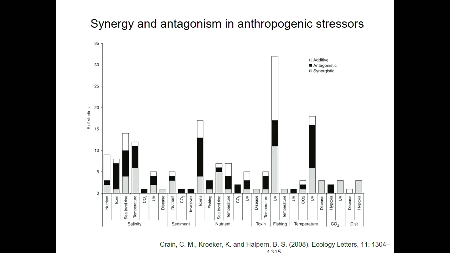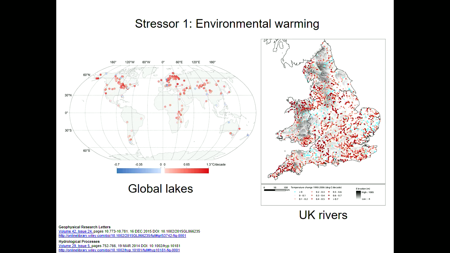So we have reason to expect, as Taz was saying, that there's going to be a roughly even distribution of additive, antagonistic, and synergistic interactions between these stresses. So it's of interest to try to study them in an experimental way to tease apart what's actually going on at a mechanistic level. So the first stressor, as I said, is going to be climate change.